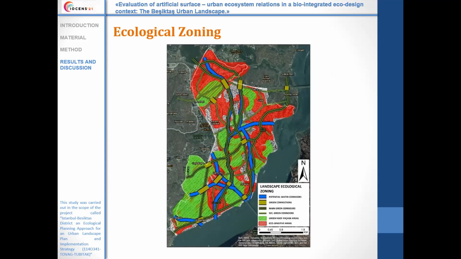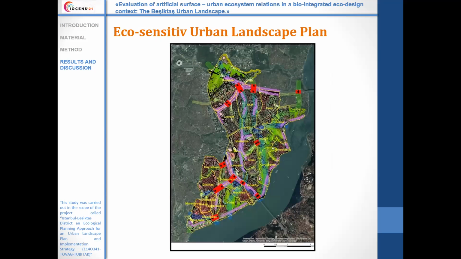A zoning has been made in the research area to shed light on ecological design proposals with a holistic approach, in order to compensate for the disruptions caused by artificial surfaces. The findings obtained with the zoning were interpreted together with the biotope types, utilization intensities, and landscape structure at a scale of 1 to 10,000, and final recommendations were made.